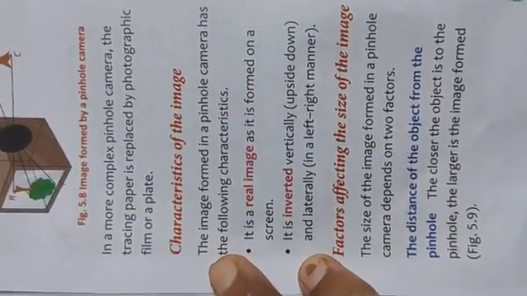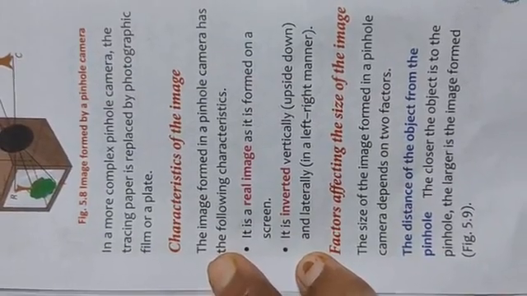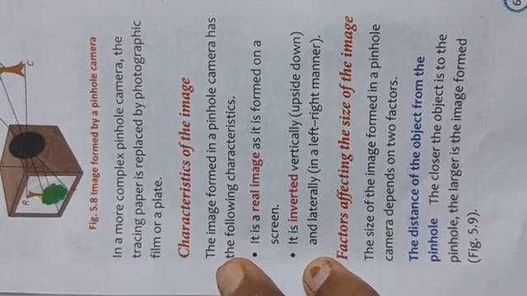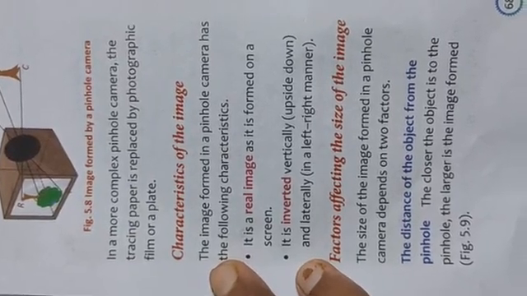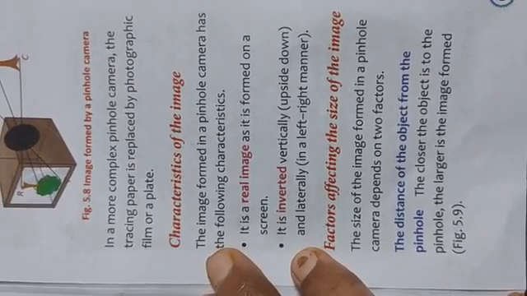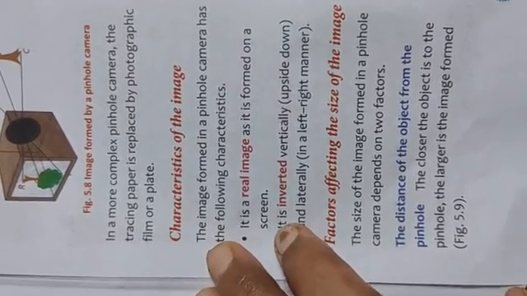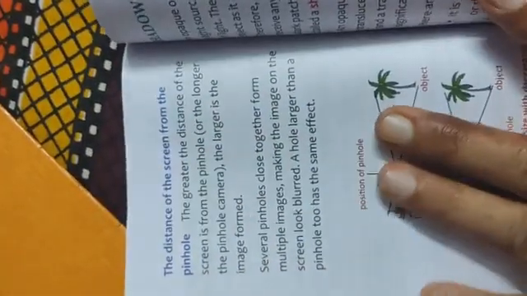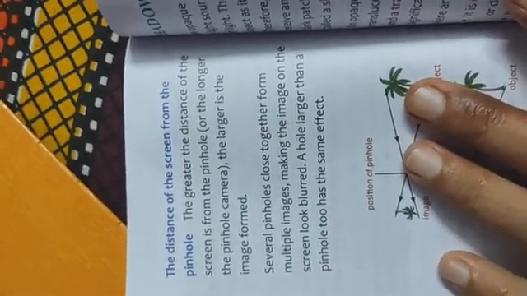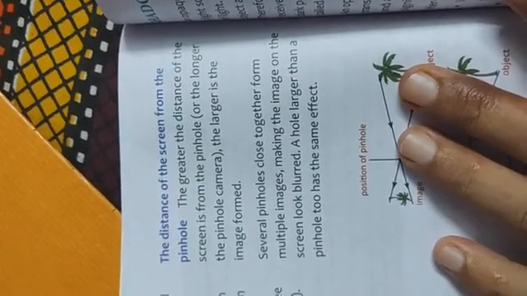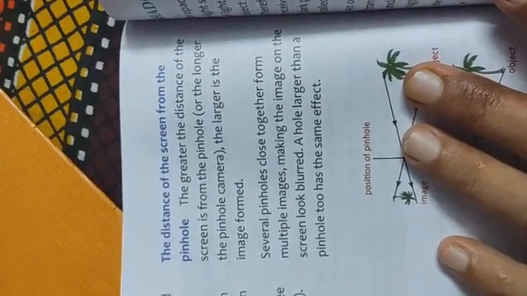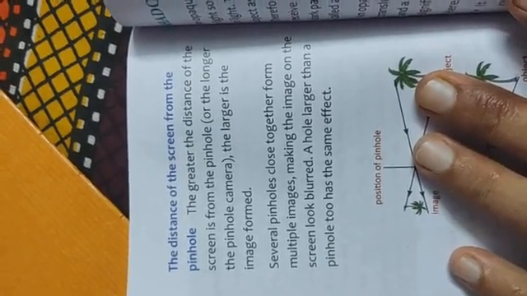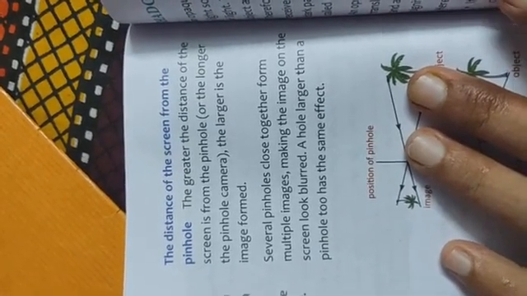Next, what are the factors affecting the size of the image? It depends on two factors. Number one is the distance of the object from the pinhole. If the object is closer to the pinhole camera, then the size of the image is larger. If the distance of the screen from the pinhole is larger, then the image formed by the pinhole camera will also be large.